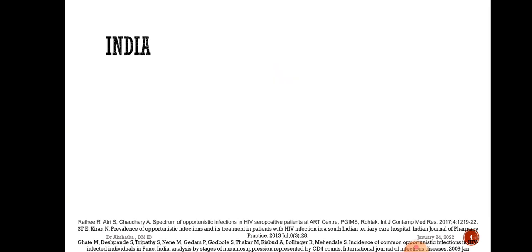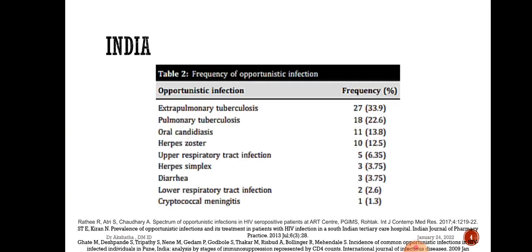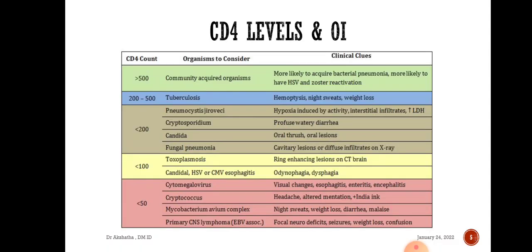And this is one study which has analyzed the various spectra of opportunistic infection. Again, the most common one is extrapulmonary tuberculosis, followed by pulmonary tuberculosis, then oral candidiasis, herpes zoster, etc. So like this, there are various discrete studies, but no benchmark or multicentric study available in this regard.